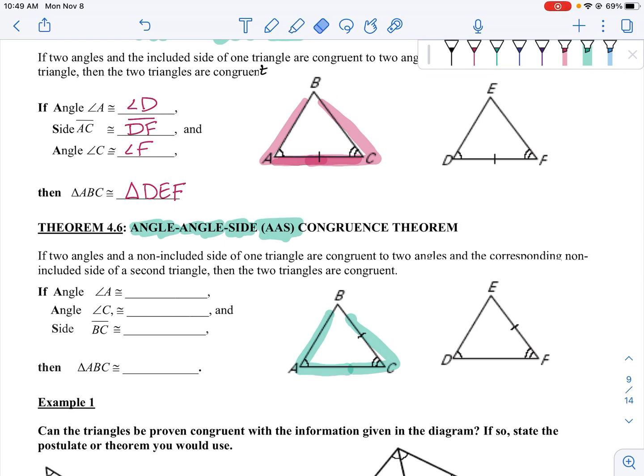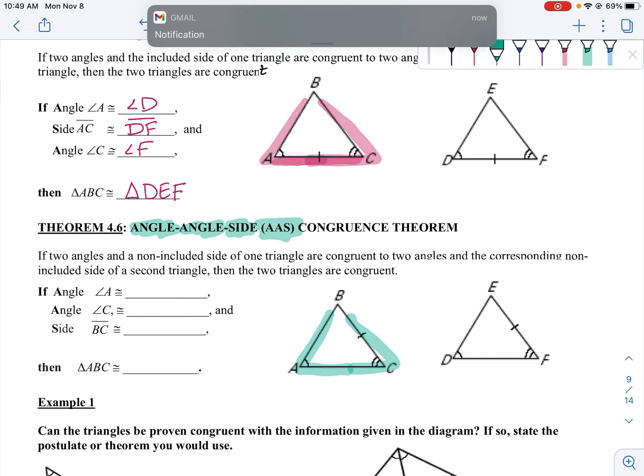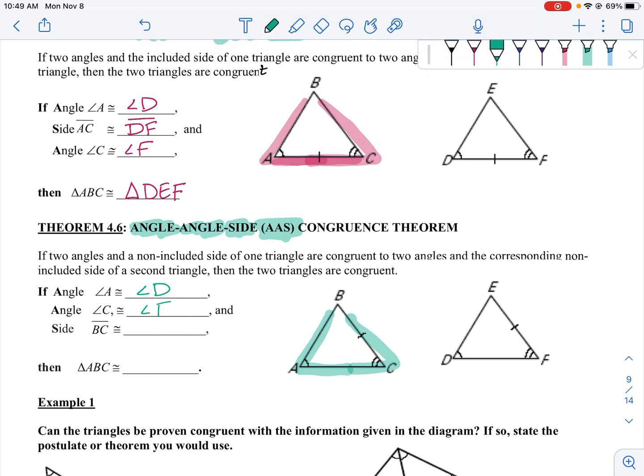All right, so naming the congruent pieces of this triangle, angle A is congruent to angle D. Angle C is congruent to angle F, based on the number of arcs in the picture. And then BC is congruent to EF, based on having the single tick mark. So then my congruence statement would say that triangle ABC is congruent to triangle DEF. Again, order matters. Your congruent angles should be in the same location relative to the name.